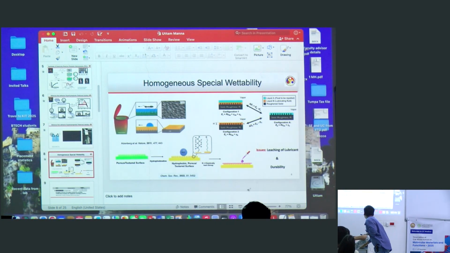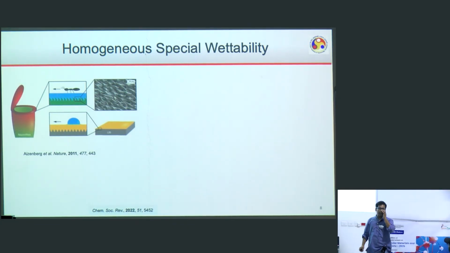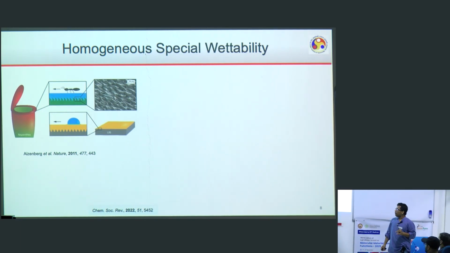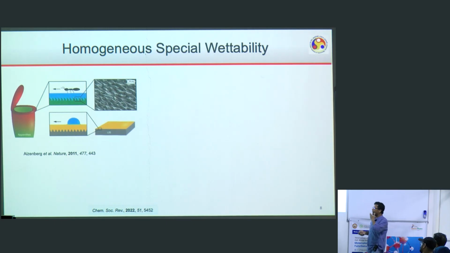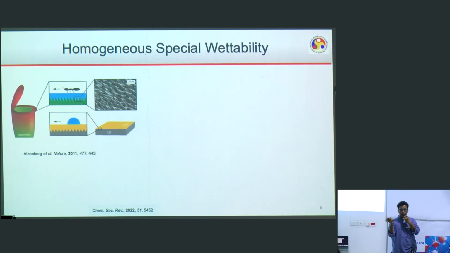Now, having given you this sort of flavor, I move forward to another topic, that is functional interface based on homogeneous liquid wettability. This interface is primarily inspired by the Nepenthes feature. I think most of you know this is a plant, but it's carnivorous. It's non-vegetarian. It takes its nutrition not from the soil, it takes it from insects.